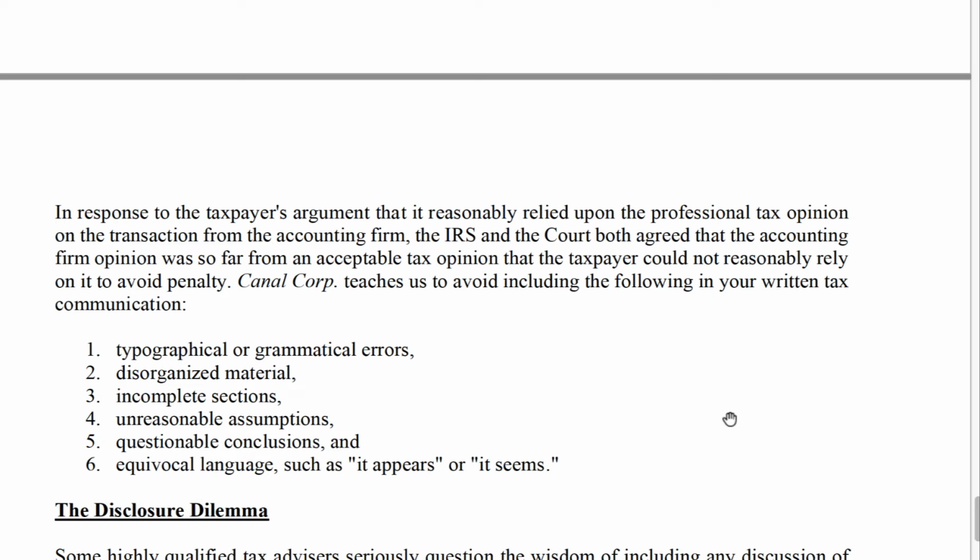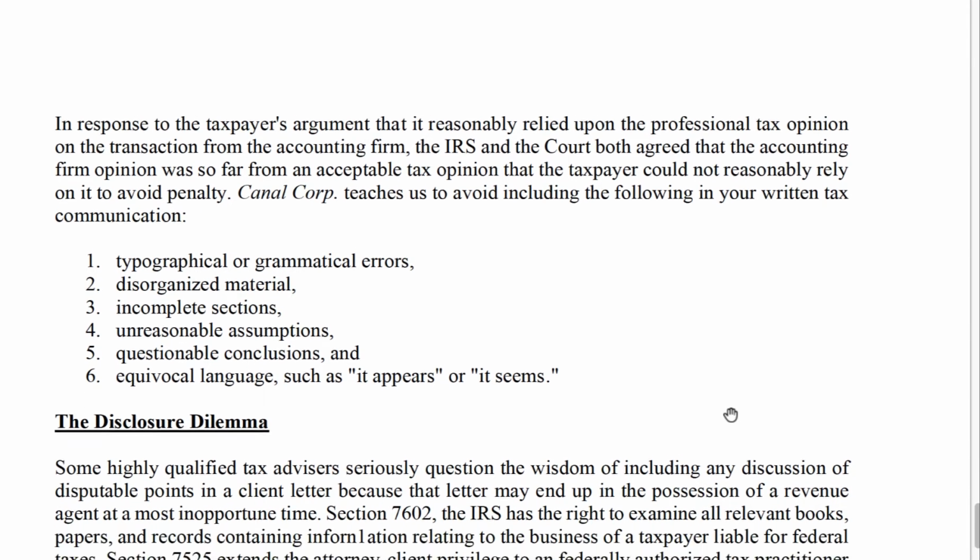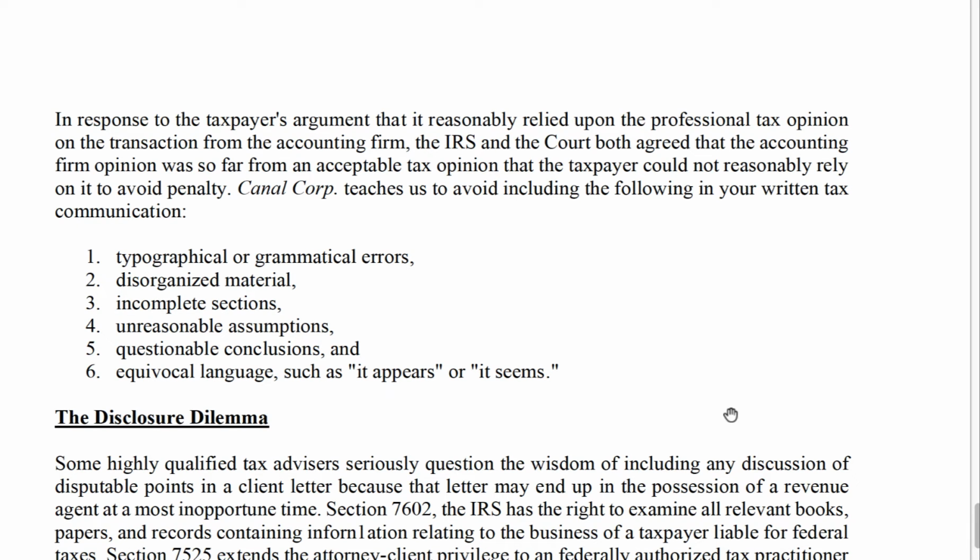And the idea here is that we need to basically avoid having an unreasonable client letter altogether. And the way that we do that, when you look at Canal Corp, and rather than spend several minutes talking about what they wrote, I'll just summarize what exactly made it unreasonable. There are really 6 things. There were lots of typographical and grammatical errors. It was very disorganized. There were incomplete sections where they would talk about things but not finish them. Unreasonable assumptions were made, questionable conclusions, and equivocal language such as it appears or it seems was written, which we need to avoid. So all these things should be avoided.